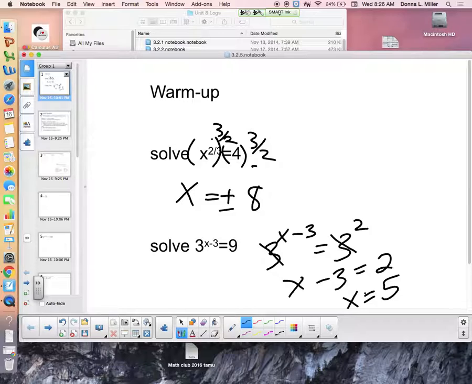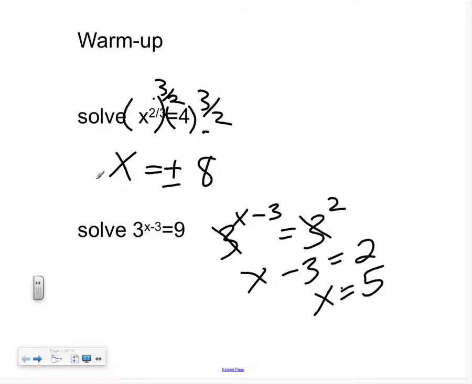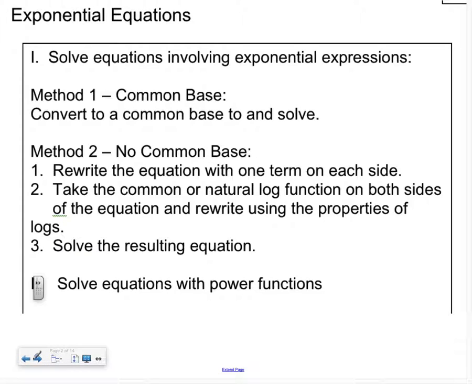All right, so today we're going to work more with log rules, all right? We're going to go back over them, and it's nothing new. We're just practicing with the log rules. All right, actually we're going to solve exponential equations with logs.